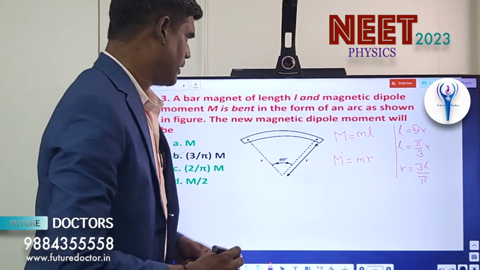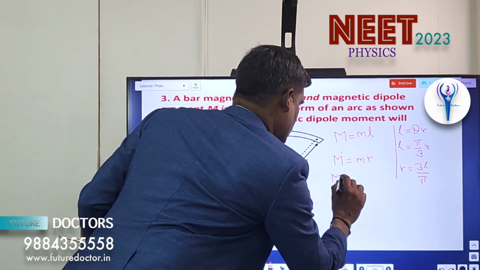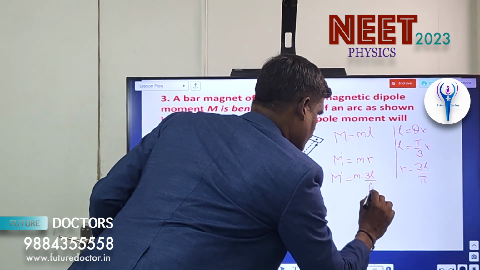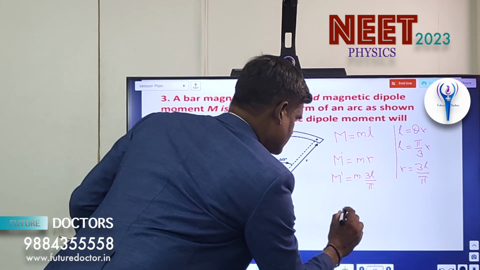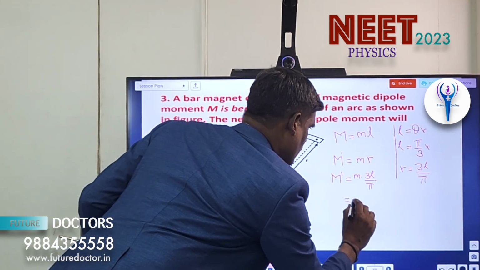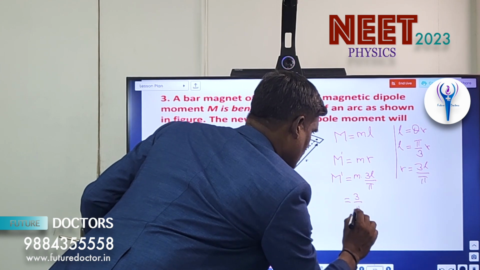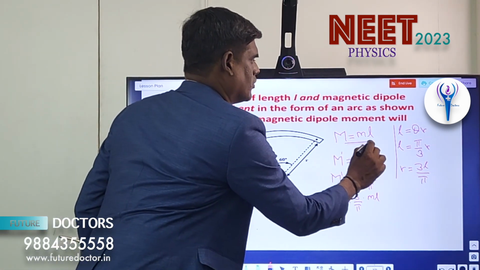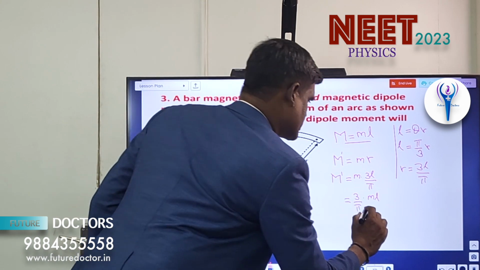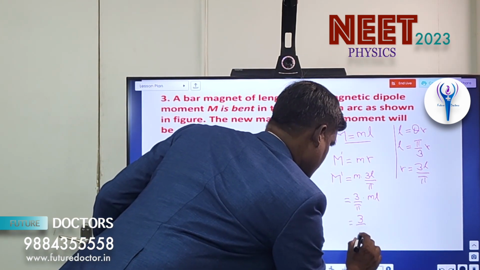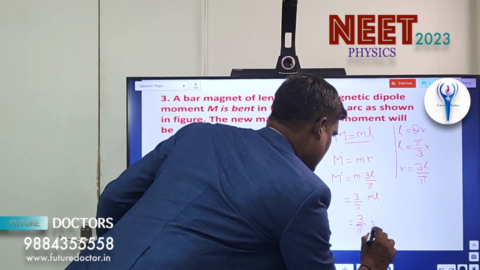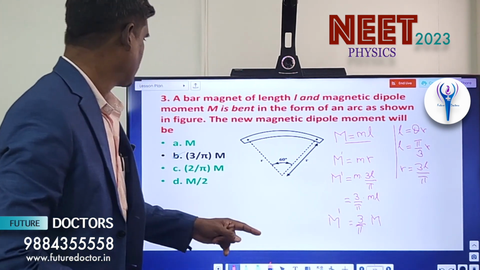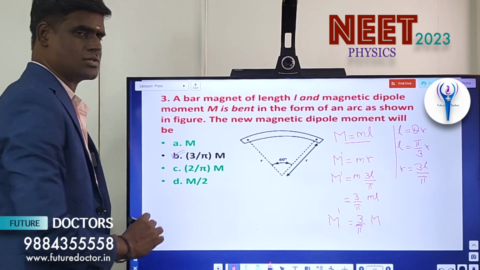Substitute R equal to 3L by pi here. Then M dash equal to M into 3L by pi. Take 3 by pi outside. Then M dash is equal to 3 by pi into M into L. We know M into L equal to capital M, that is the magnetic moment. Substitute this here. Then this is equal to 3 by pi into capital M. So M dash equal to 3 by pi of M, that is option B is the correct answer.